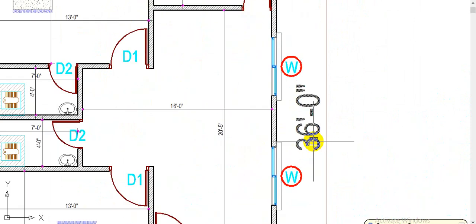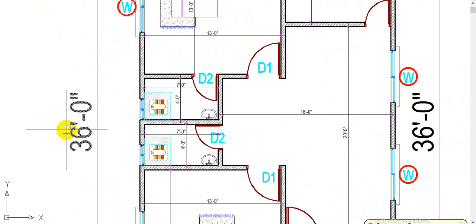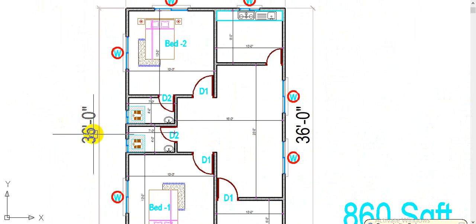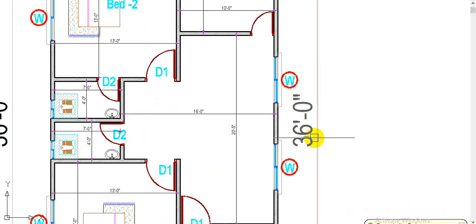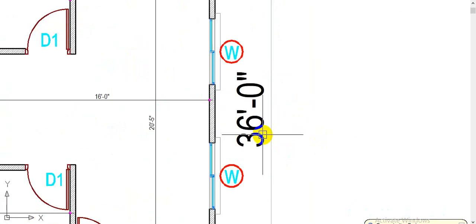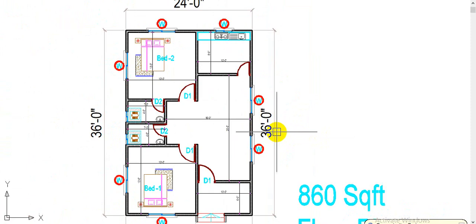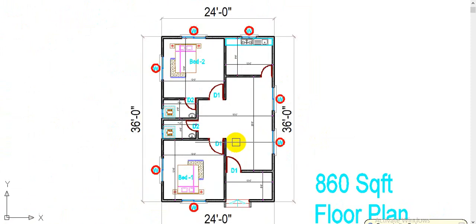This is our right side. This is our left side. Our left side and right side, this direction distance is 36 feet. Overall, our floor plan is 24 feet by 36 feet. If we talk about square feet, it's around 860 square feet.